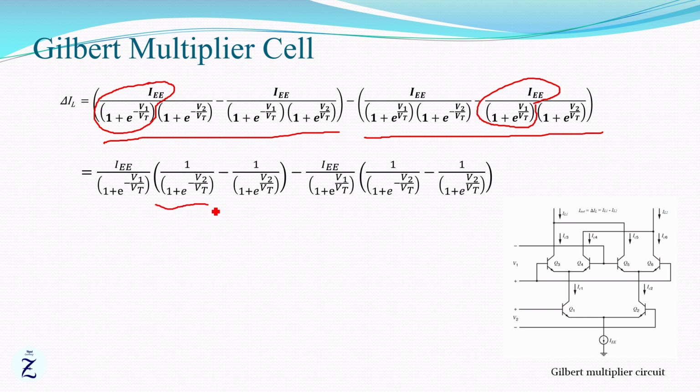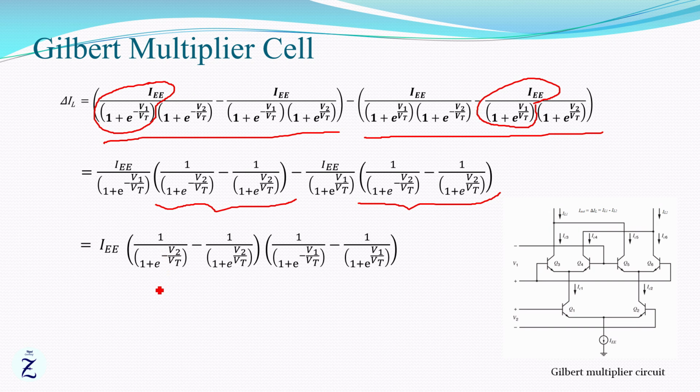Here, this 1 by 1 plus e raised to minus V2 divided by Vt minus 1 by 1 plus e raised to V2 divided by Vt is common, and hence we can rewrite the equation as IEE into 1 by 1 plus e raised to minus V2 divided by Vt minus 1 by 1 plus e raised to V2 divided by Vt, into 1 by 1 plus e raised to minus V1 divided by Vt minus 1 by 1 plus e raised to V1 divided by Vt. Here, this term will be equal to tanh of V2 divided by 2Vt, which can be derived by the same method we followed in the last class. In the same way, we will get this term as tanh of V1 divided by 2Vt.